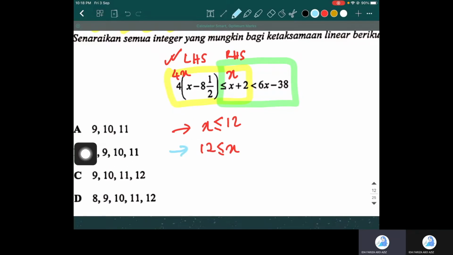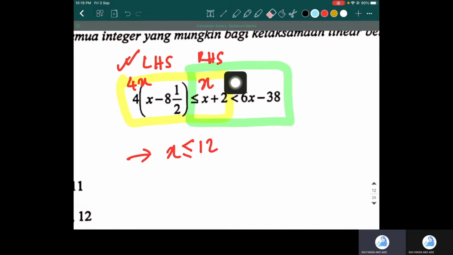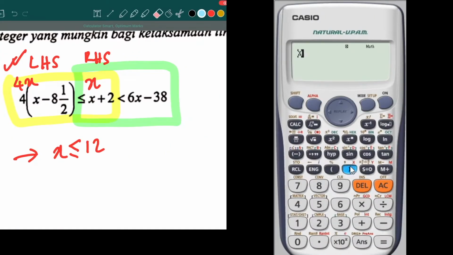Okay, next we want to solve the green one. So we will now enter this linear inequality. Although it is a linear inequality, in our calculator we will change the less than symbol to an equal symbol. So now teacher wants to enter it in the calculator. Let's press alpha x, minus, plus 2, alpha equal 6 alpha x minus 38. Right, then shift solve.